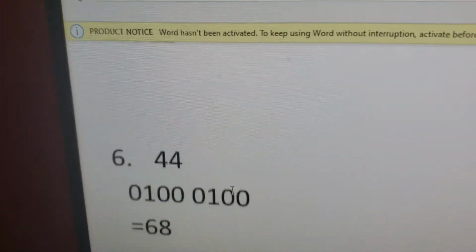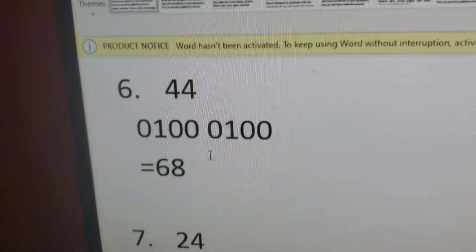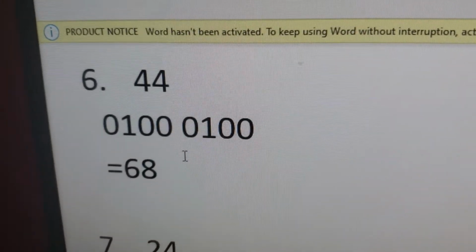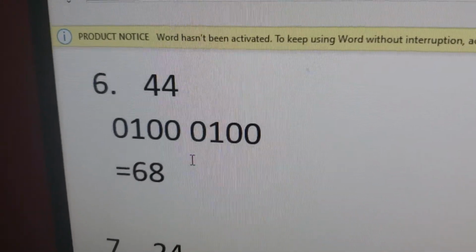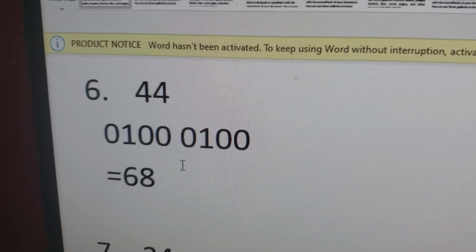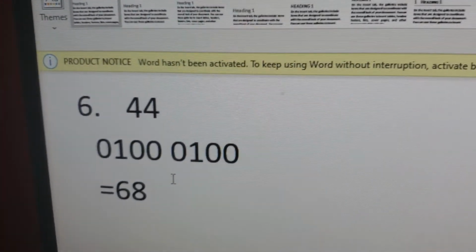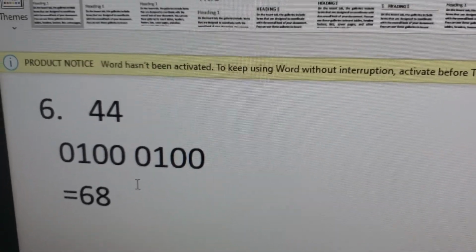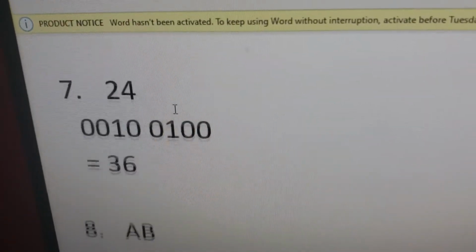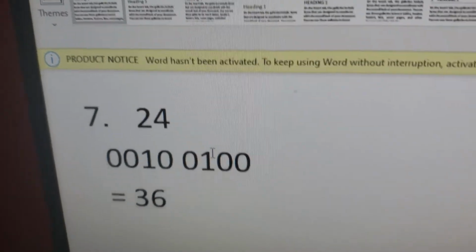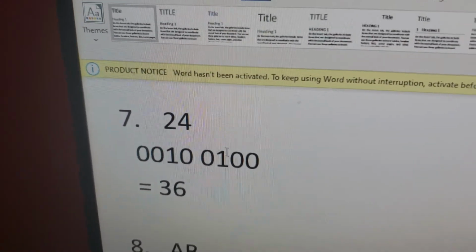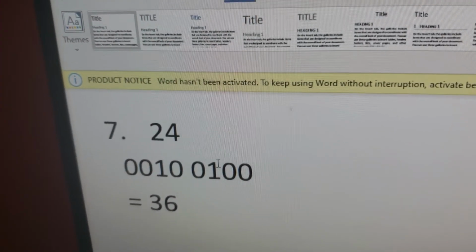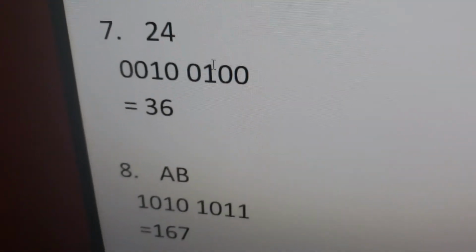The sixth problem, 44, it's the same thing. Oh no, I got that one right. So this time, we would turn on the 4-bit for both of them, and then we will add the bits that are turned on. So it would be 64 plus 4, and that would give us 68. Now we got 24. This one's actually very simple. We just turn on the 2-bit, and then we turn on the 4-bit for the second one. That would be 32 plus 4, and that would give us 36.